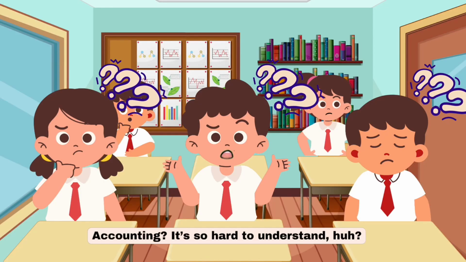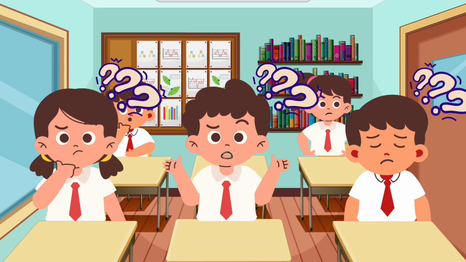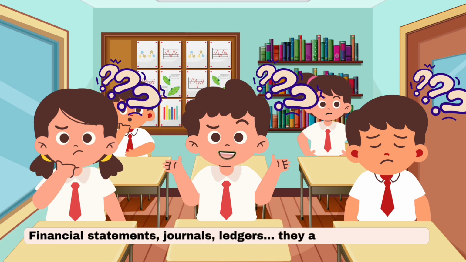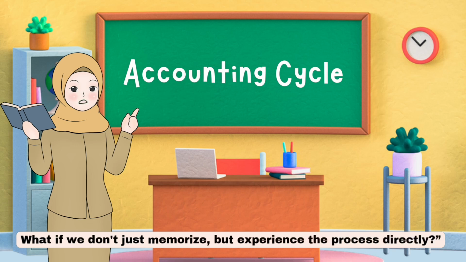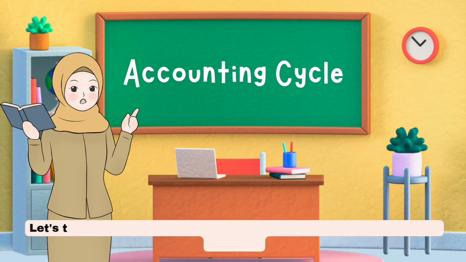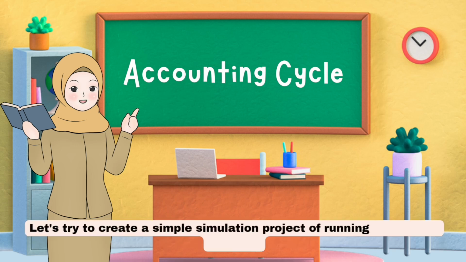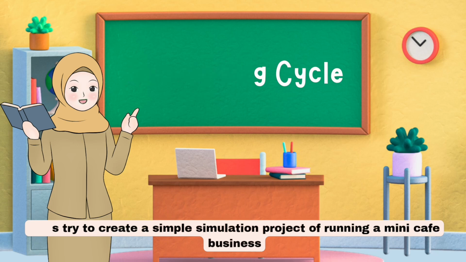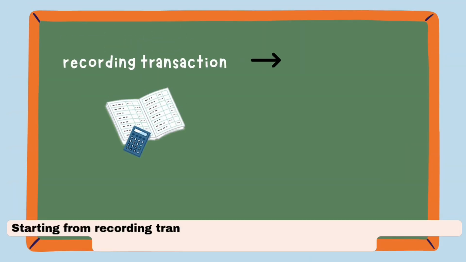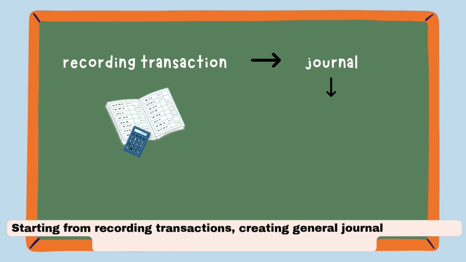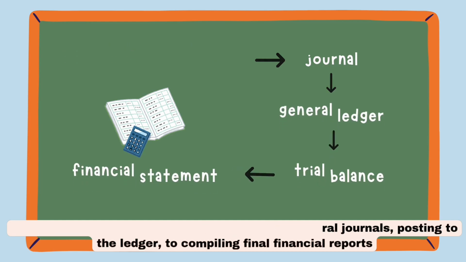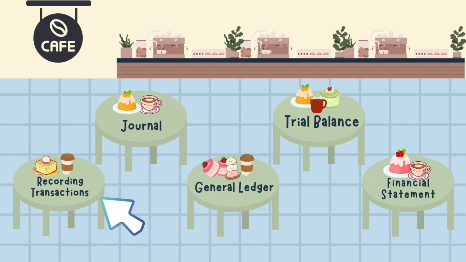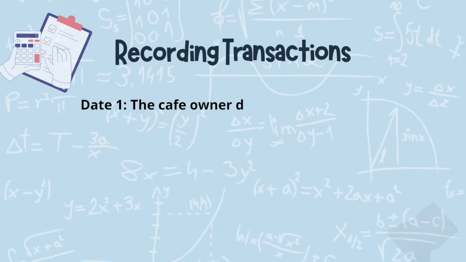Accounting? It's so hard to understand, huh? Financial statements, journals, ledgers, they all seem confusing. What if we don't just memorize, but experience the process directly? Let's try to create a simple simulation project of running a mini cafe business. Starting from recording transactions, creating general journals, posting to the ledger, to compiling final financial reports. Let's get started. Step 1: Recording transaction.